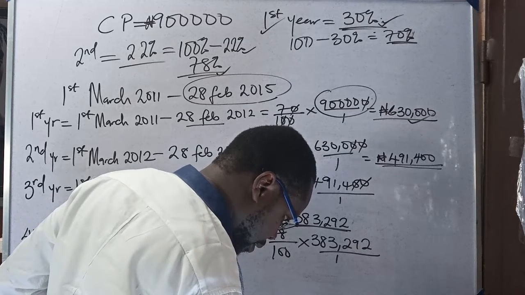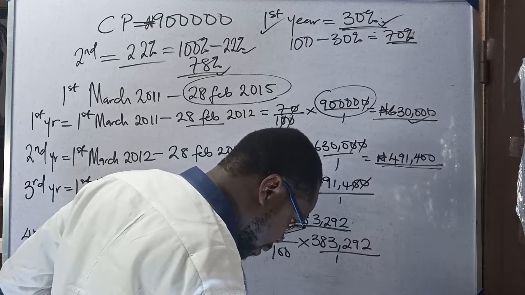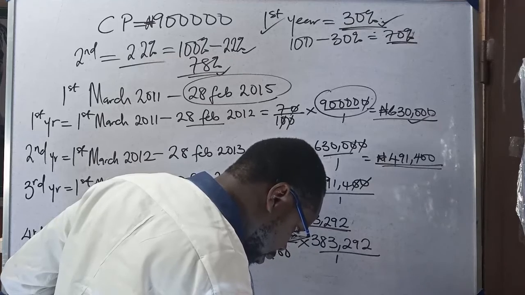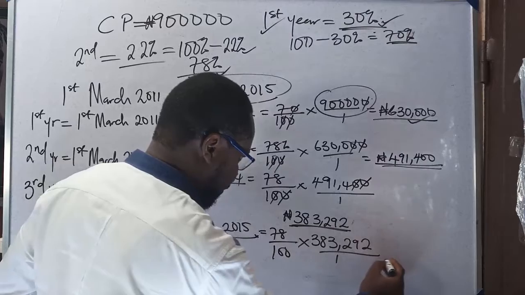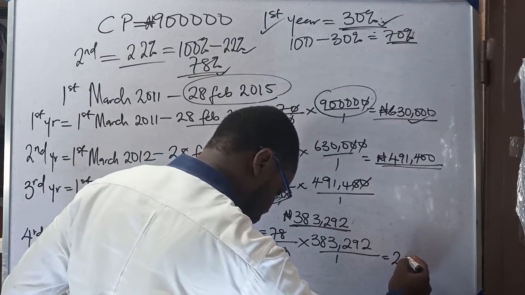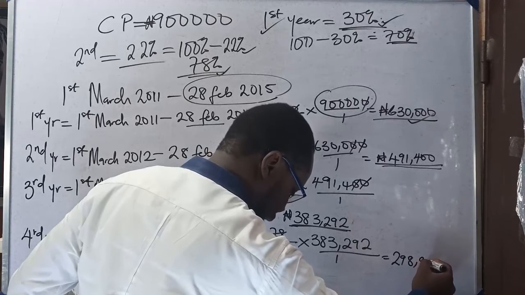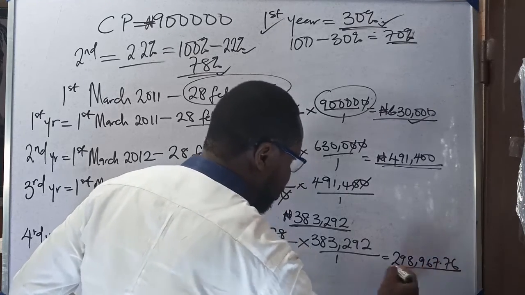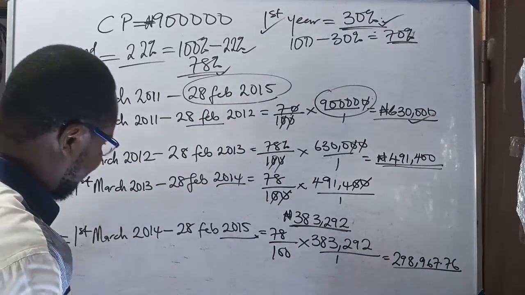Divide by 100, which gives us 298,967.76. But the question said we should approximate this answer to the nearest thousand.